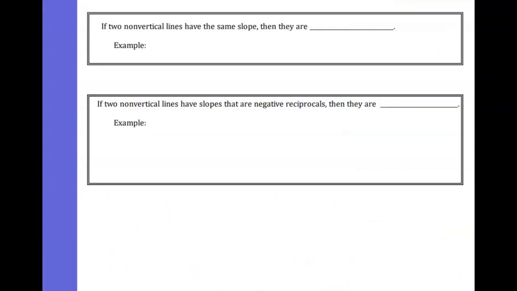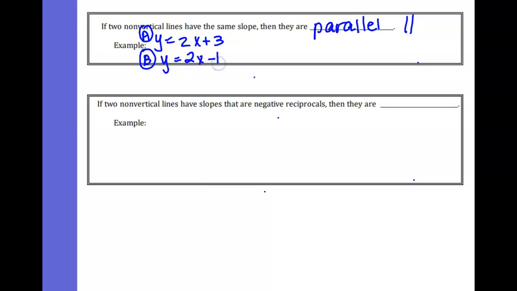Okay, so we're going to use those two concepts. It says if two non-vertical lines have the same slope, then they are parallel. And we use the notation of two little parallel lines to mean parallel. So if I had y equals 2x plus 3, say this was line A and this was line B, y equals 2x minus 1, I could say that line A is parallel to line B.